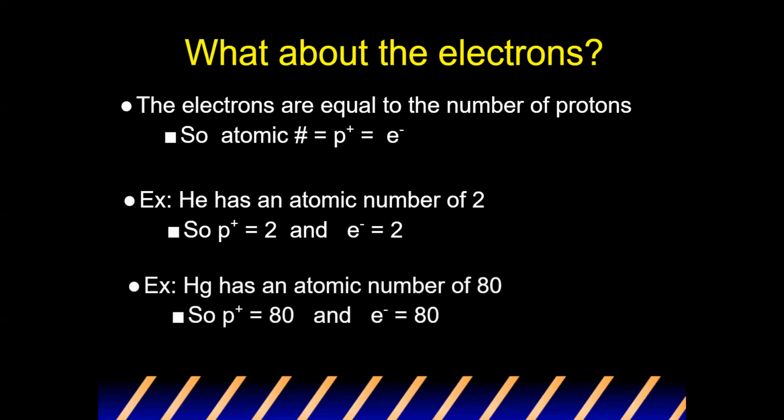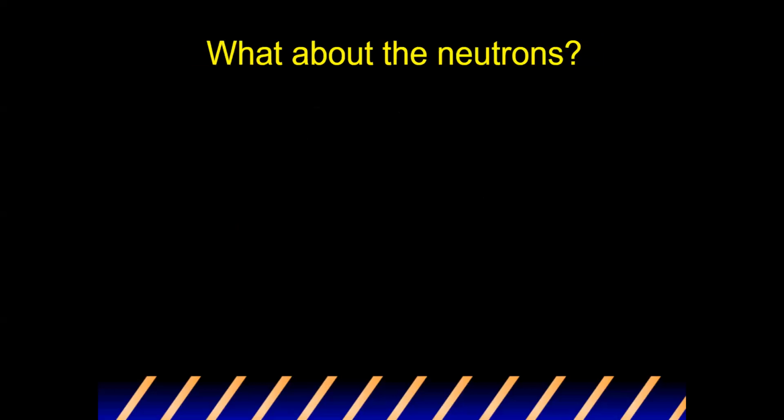Another example, mercury, Hg, has an atomic number of 80. 80 is the number of protons. It's neutral, so it has to have the same number of electrons. Now this can change if the element is considered an ion, which means it's a charged atom. And we'll get that going on in a couple of days.